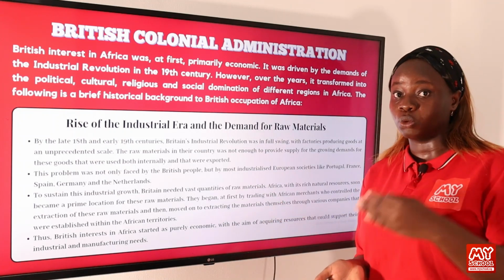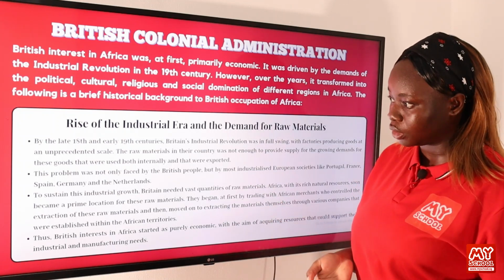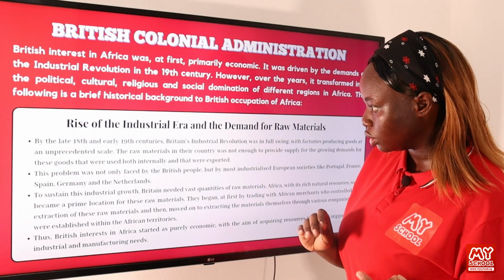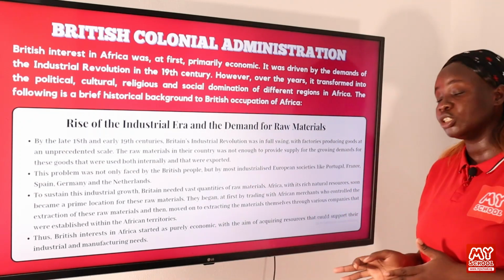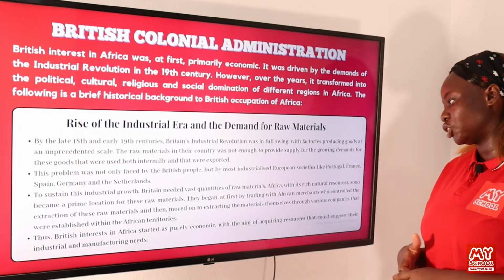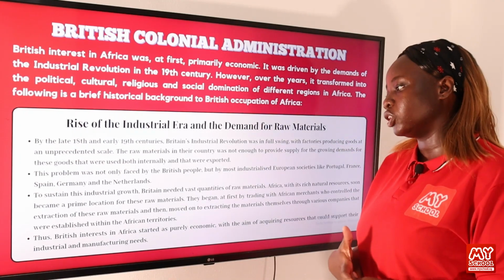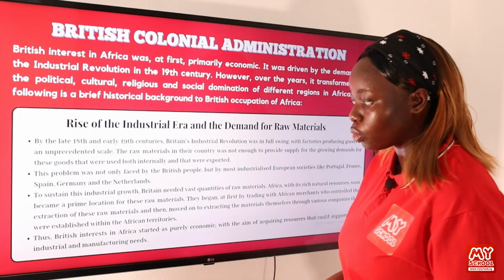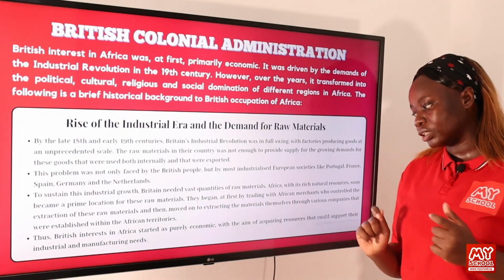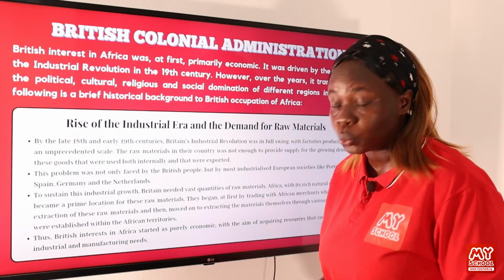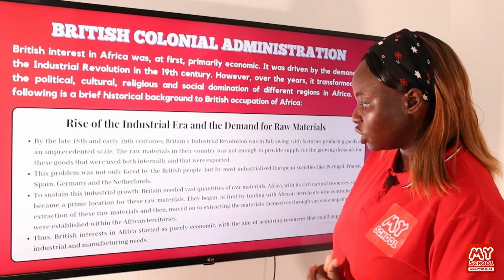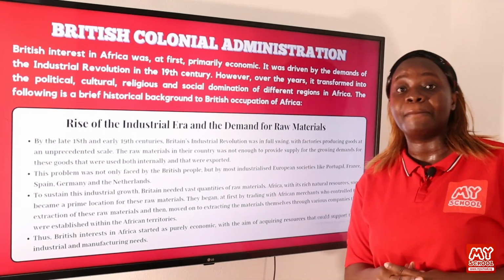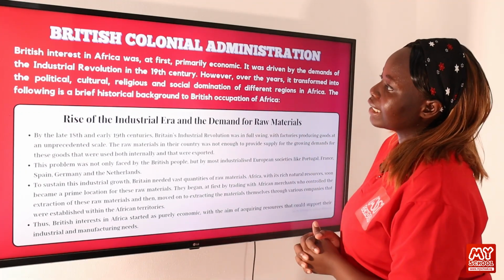So it was not only the British Empire that was sourcing for raw materials in these various territories. All the other countries in Europe too were sourcing for raw materials. To sustain this economic industrial growth, Britain needed vast quantities of raw materials. Africa, with its rich natural resources, soon became a prime location for these raw materials. They began at first by trading with African merchants who controlled the extraction of these raw materials, and then moved on to extracting the materials themselves through various companies that were established within the African territories. Thus, British interest in Africa started as purely economic, with the aim of acquiring resources that could support their industrial and manufacturing needs. Now let's move on to the next slide.